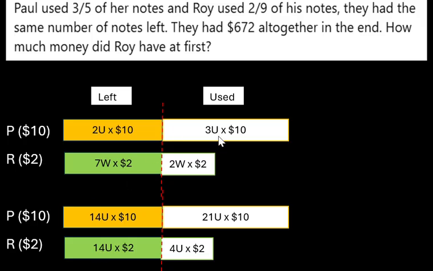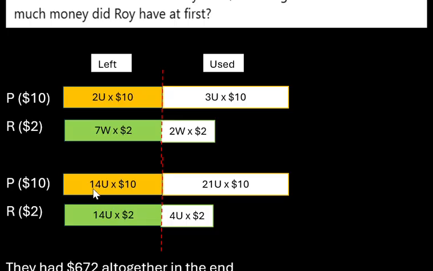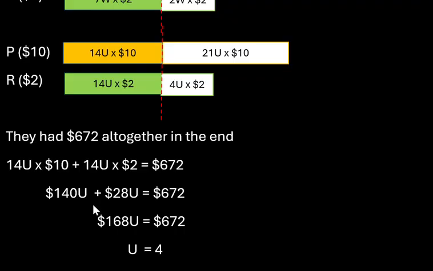Similarly on the used part, 3 times 7 gives me 21 and 2 times 2 gives me 4. So Paul has 14 units of $10 notes and Roy has 14 units of $2 notes. In the end, their number of notes is the same. Now let's solve it.